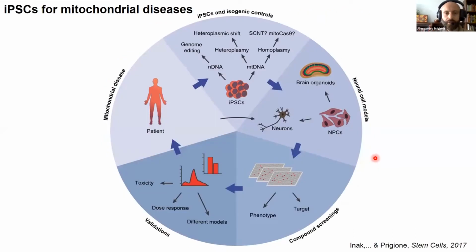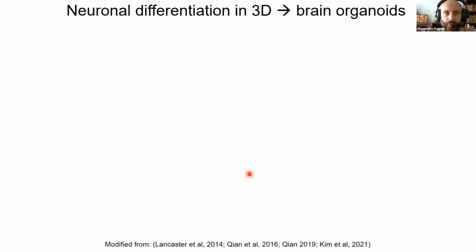So basically what we do in the lab: from patients that we have in collaboration with clinicians, we generate iPS cells. If it is a mitochondrial mutation, like I said, there are challenges in repairing it, but if there's a nuclear mutation, we can use genome editing to repair the mutation. Then we generate a model system like neurons, NPCs, or brain organoids, and we try to identify differences in phenotypes and then potentially find a therapy. So what are brain organoids?